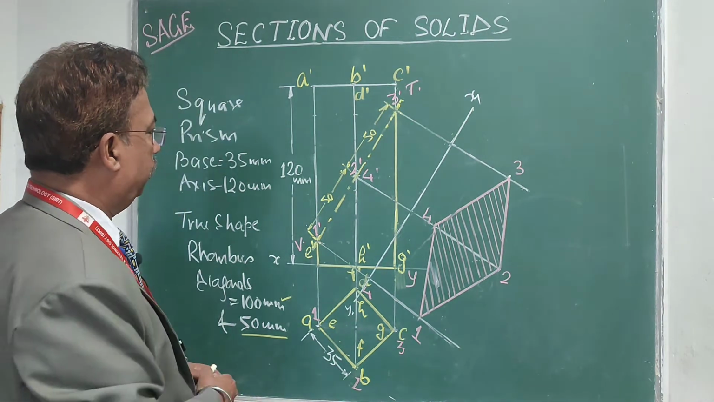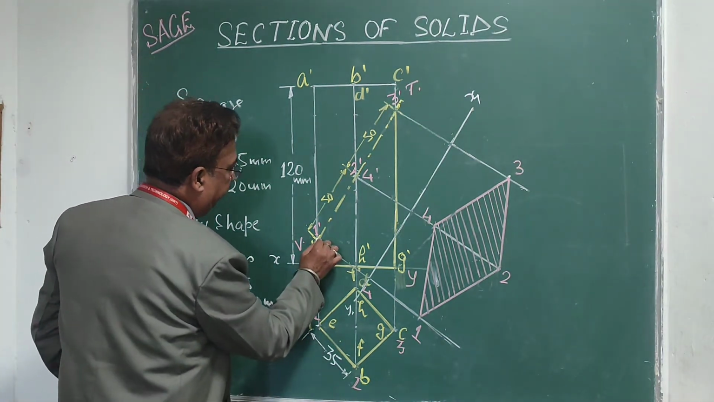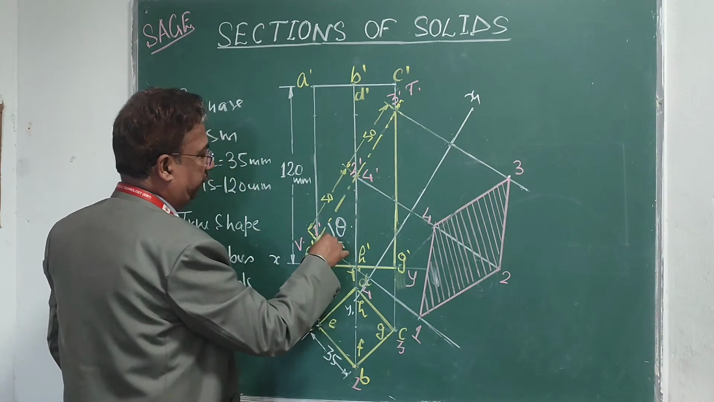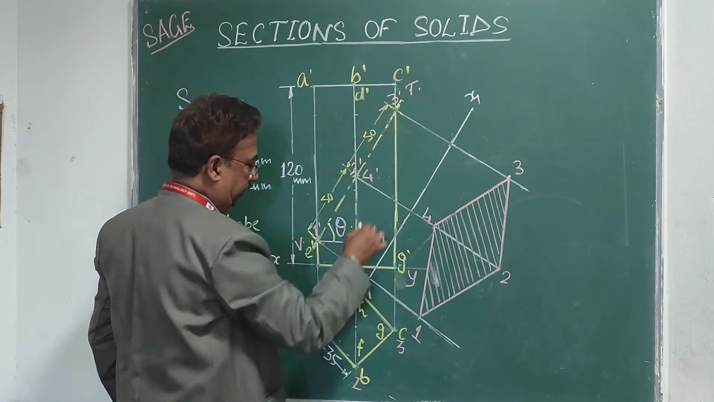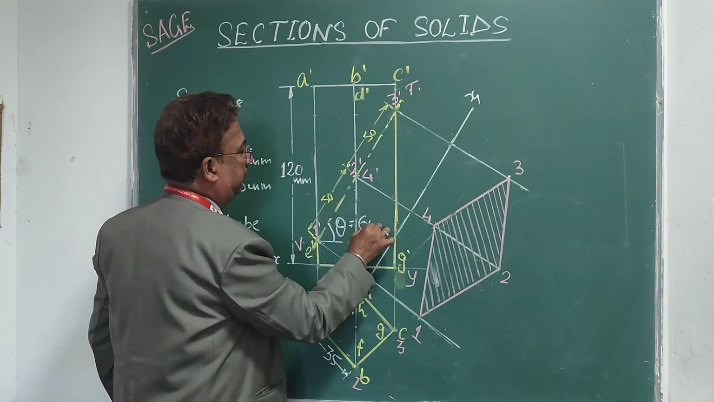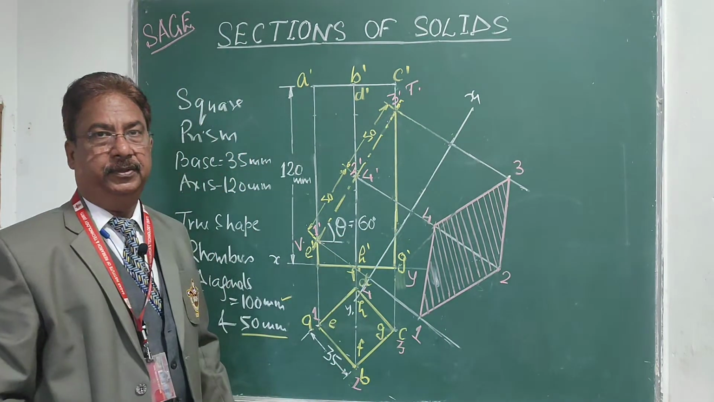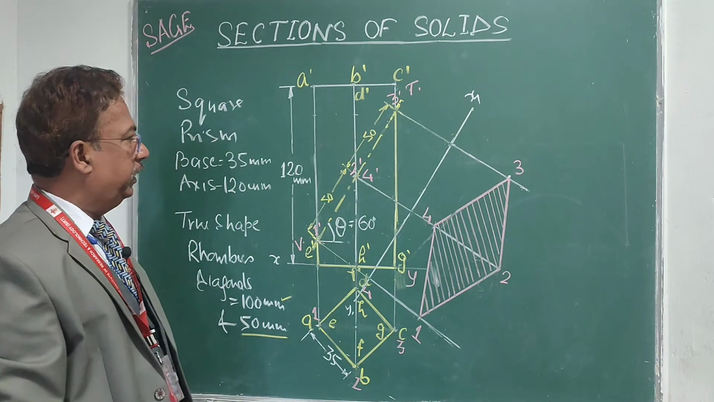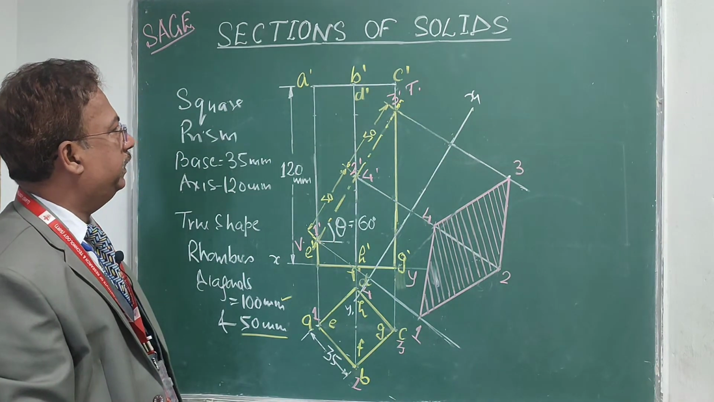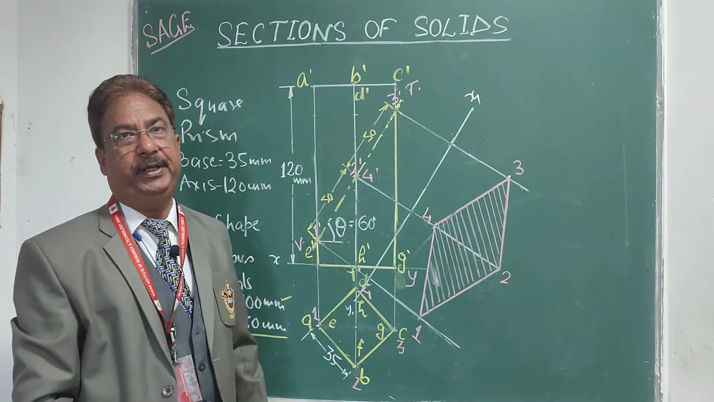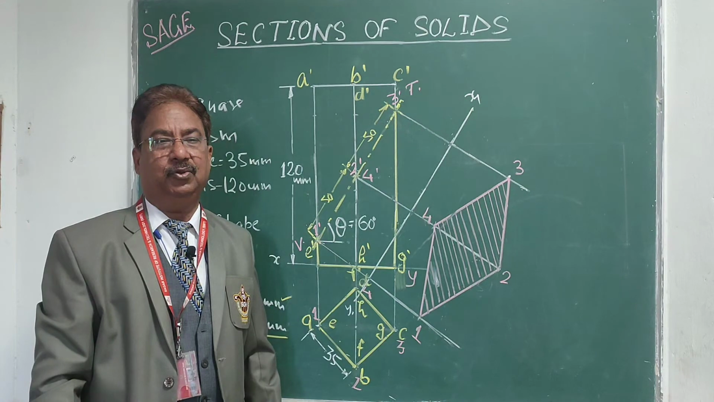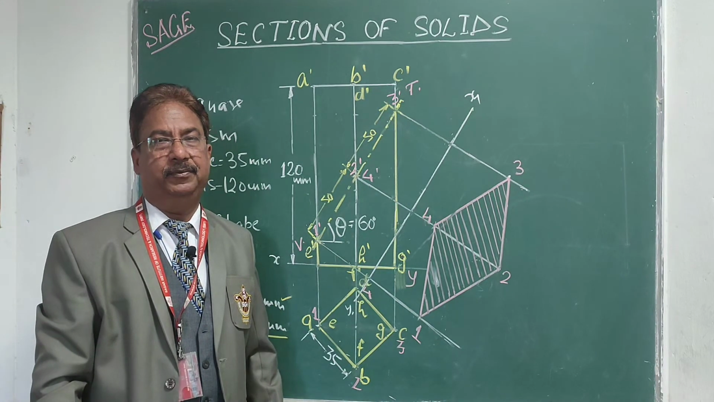So this is the solution of the problem, and you can easily find out the inclination of the AIP, that is theta. As this length will be 100 and this length will be 50, this theta will be 60 degrees. So this is one of the problems in which we can get the true shape of the section by cutting a square prism in such a way that the true shape of the section will be a rhombus of diagonals 100 mm and 50 mm.